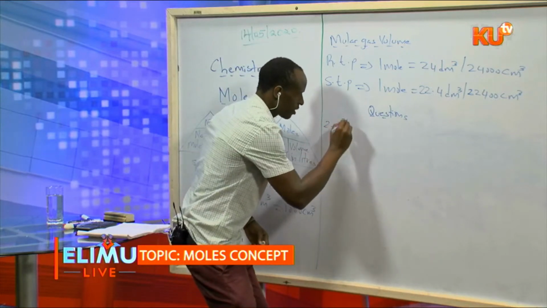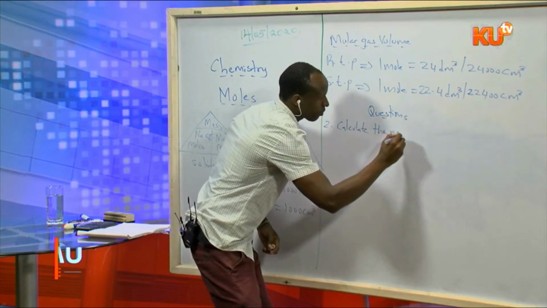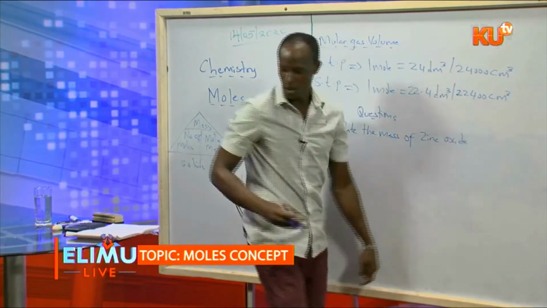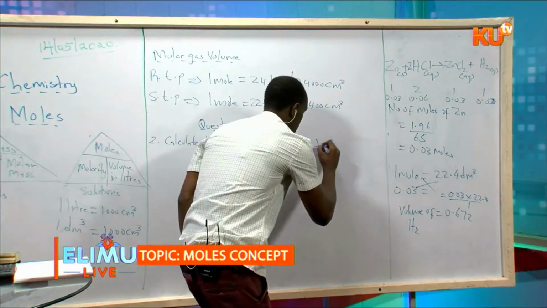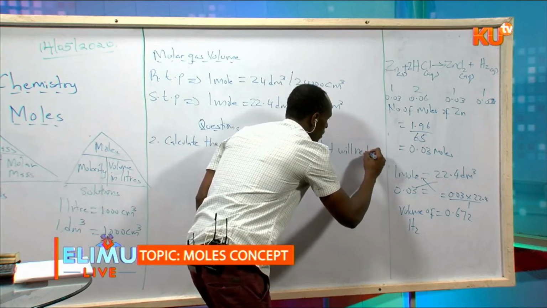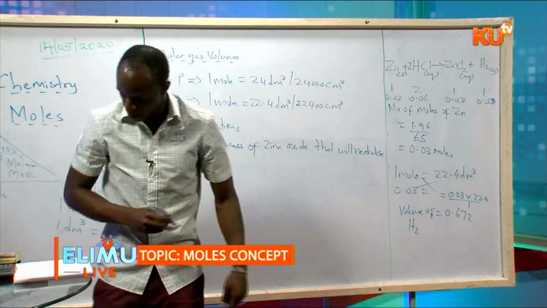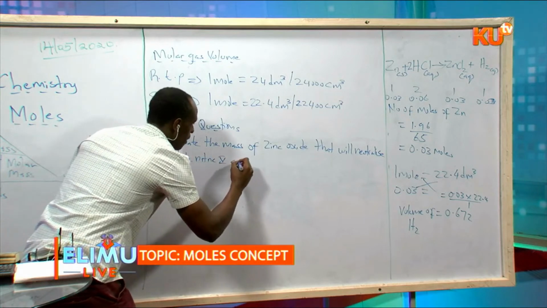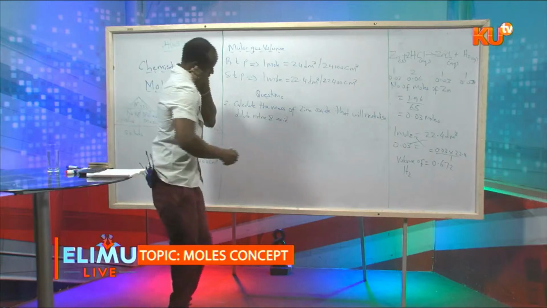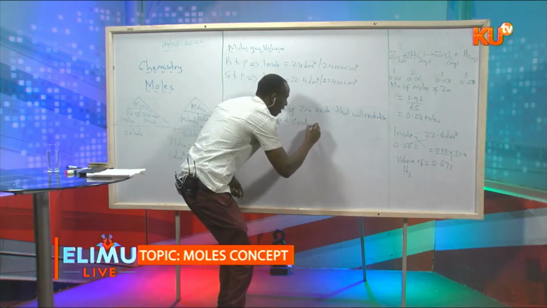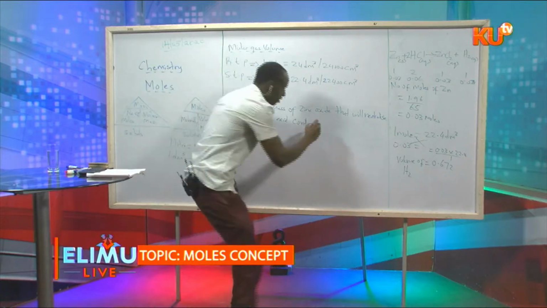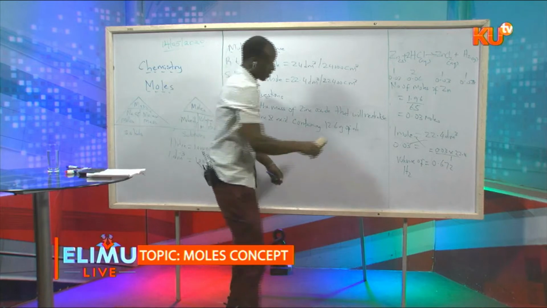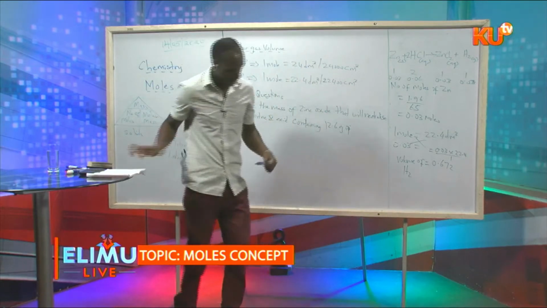Question 2: Calculate the mass of zinc oxide that will neutralize dilute nitric acid containing 12.6 grams of nitric acid in water.